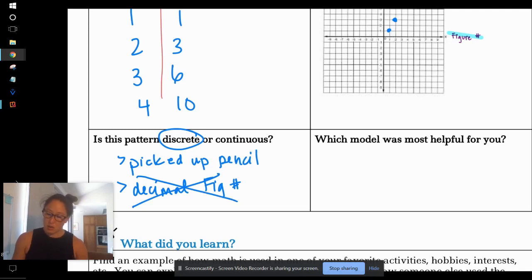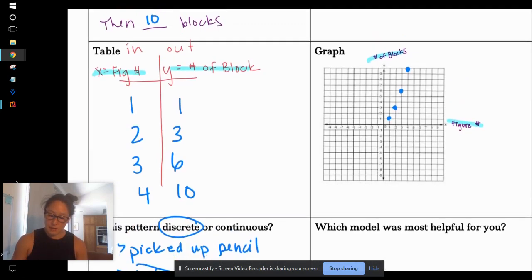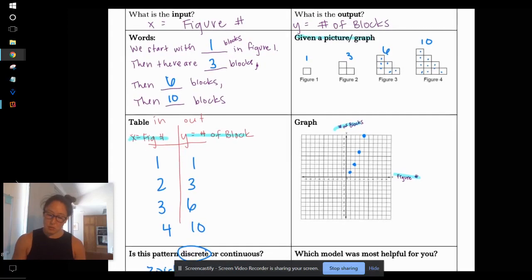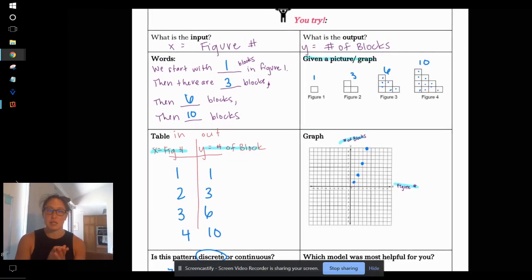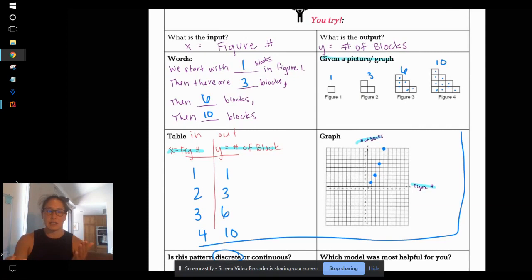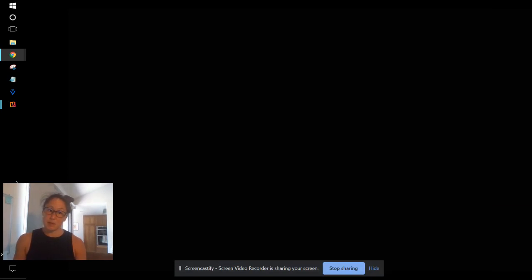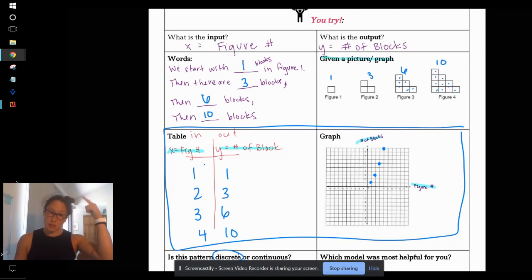Okay, so which model is most helpful for you? Definitely for me, the table and the graph are super helpful. I like to see the numbers, like, first I would like to see how the numbers are related with the x and the y as values, and then I like to see the graph because it's kind of a picture of those values. Words and pictures are also important because pictures help our eye and our brain process information, as we see in graphics and stuff.